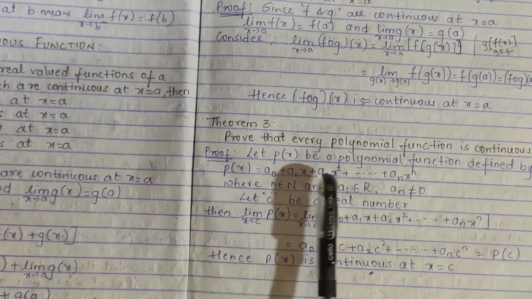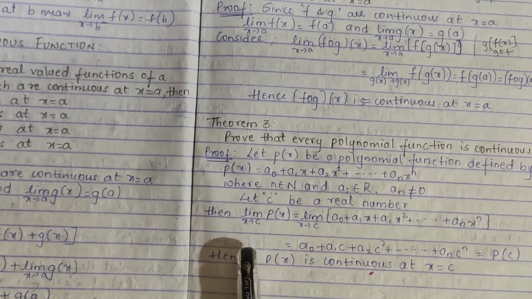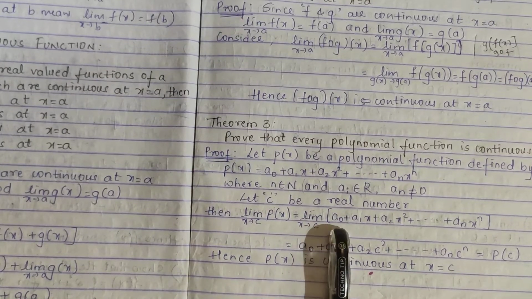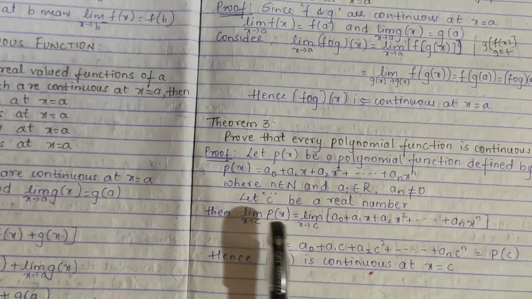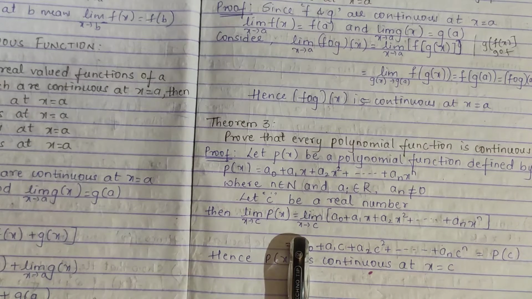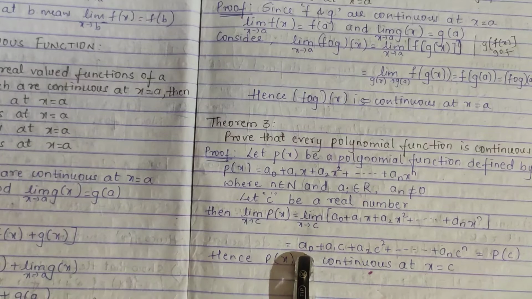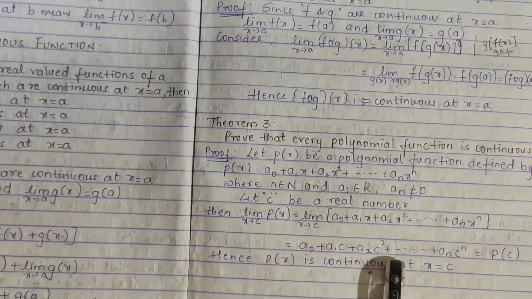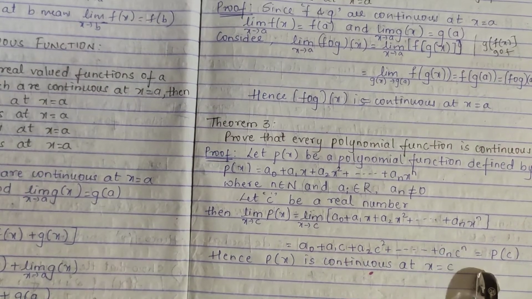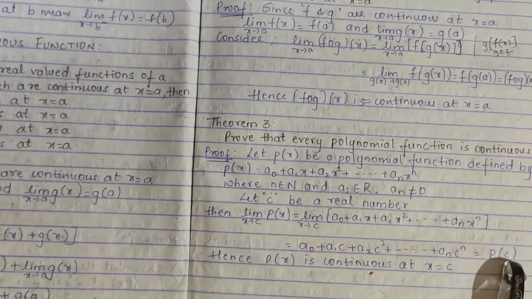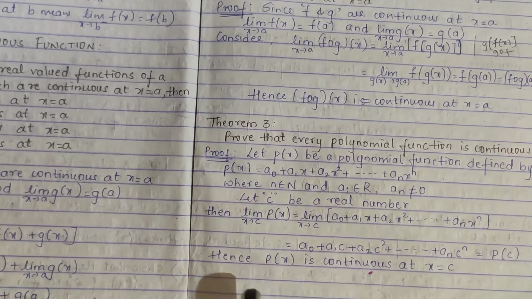Then applying limit on both sides, your left hand side and your right hand side. So limit p of x as x tends to c is equal to limit, this whole thing in one bracket, a naught up to a n, as x tends to c. So wherever x is there, we substitute c. So it becomes a naught plus a1c plus a2c square, and so on up to a n c raised to n, which is equal to p of c. When it is p of x, it will be this. When it is p of c, the x terms will be replaced by c. Hence, p of x is continuous at x is equal to c. This is your third theorem.